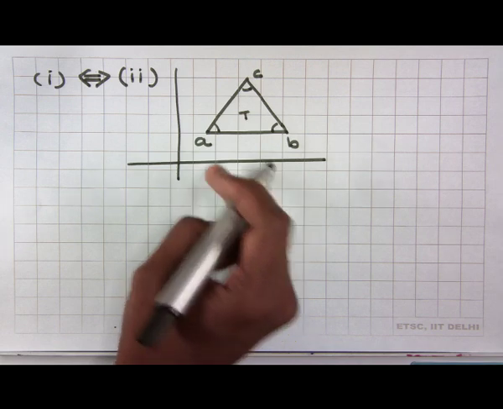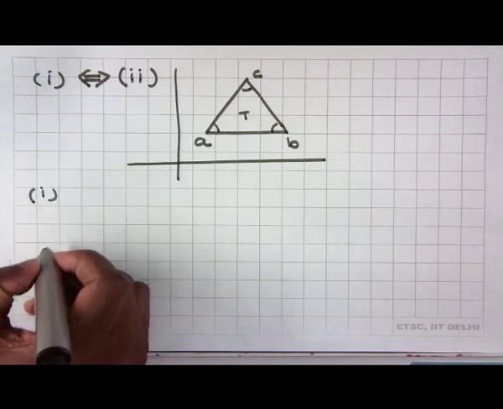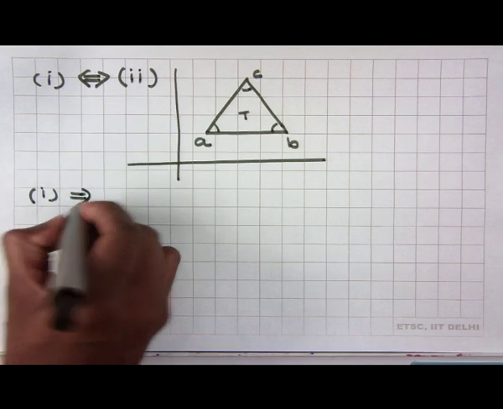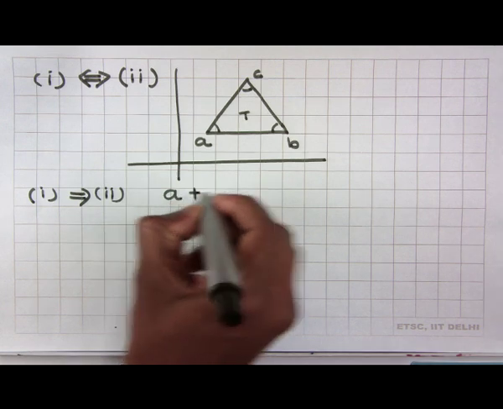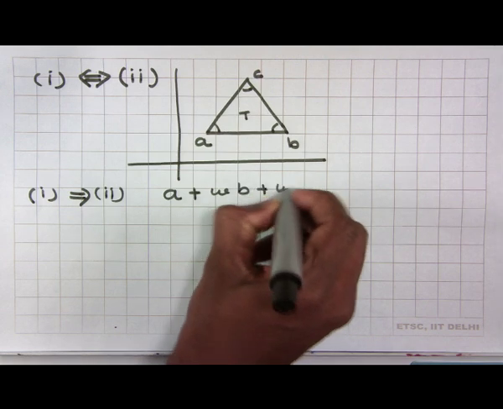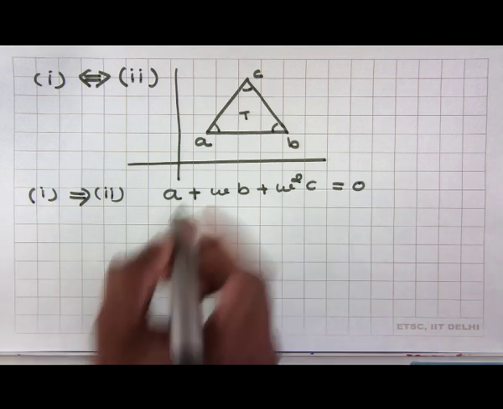So what is our claim now? First we assume that it is an equilateral triangle, then we show the second part. What is the second part? This is A plus omega times B plus omega square times C equal to 0. We would like to show this.